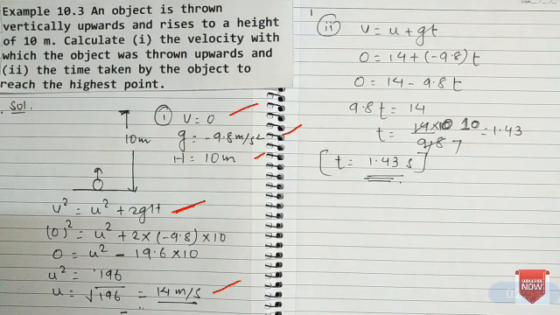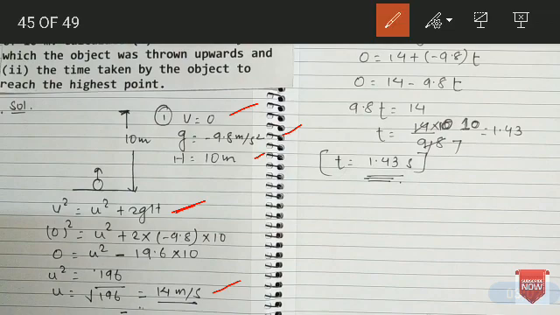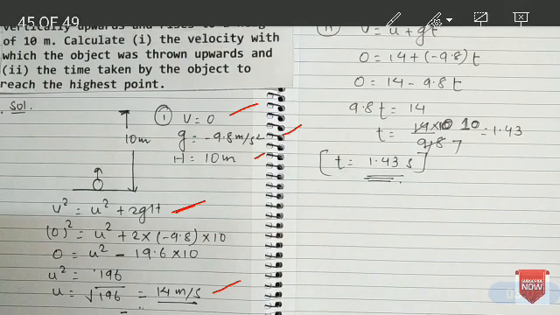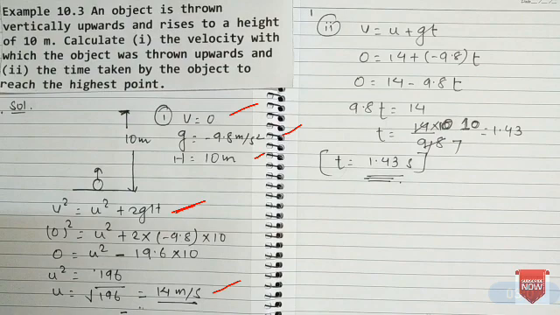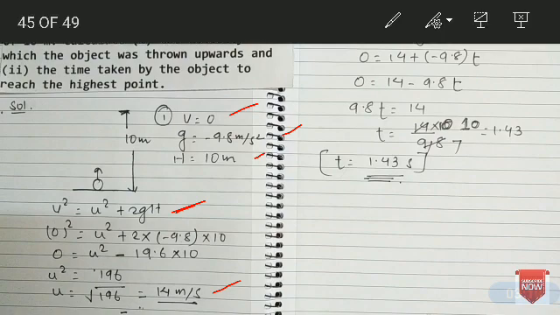Now for the second part, we have to calculate the time taken by the object to reach the highest point. That means the time taken till its final velocity becomes 0. We will apply the first equation, v equals u plus gt. Placing the values, we find the time, and the time came out to be 1.43 seconds.